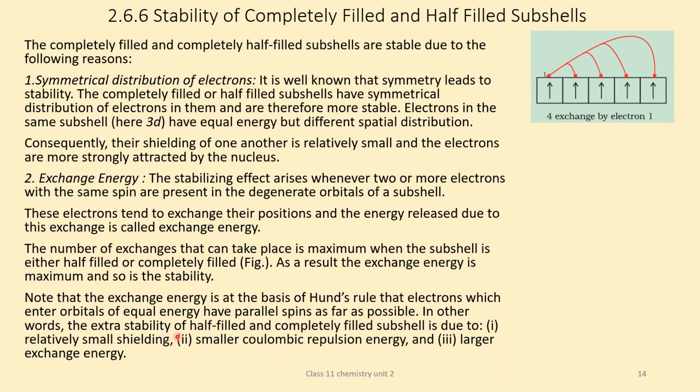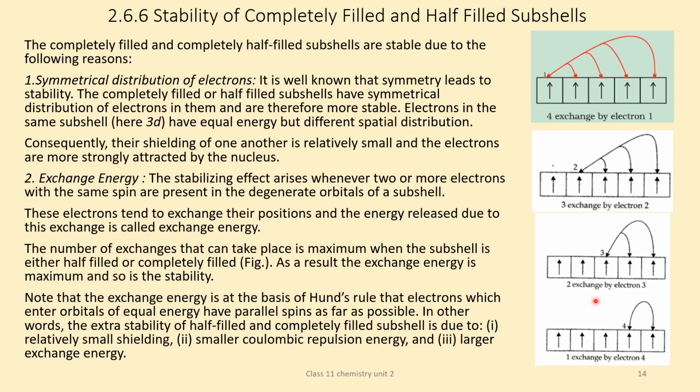In other words, the extra stability of the half-filled and completely filled subshell is due to one, relatively small shielding, second, smaller Coulombic repulsion energy, and third, larger exchange energy. This is 3 exchanges by electron 2. And similarly 2 exchanges by electron 3 and 1 exchange by electron 4 are shown on the screen.